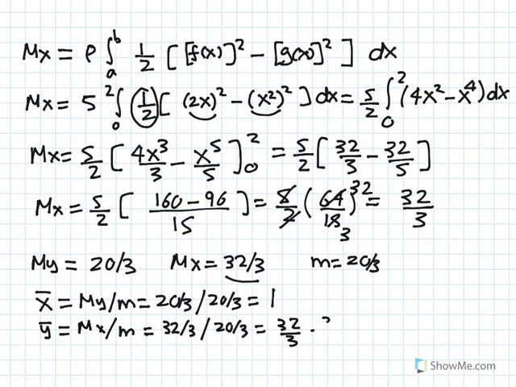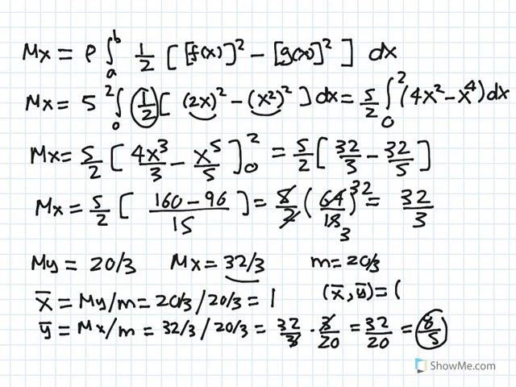We flip the denominator, times 3 over 20. The 3's cancel out, and we get 32 over 20. Divide the numerator and denominator by 4. 32 divided by 4, that's 8. 20 divided by 4, that's 5. 8 over 5. So the centroid, x bar y bar, there's not much room here, so let me write it here. X bar y bar is equal to, the x-coordinate of the center of mass is 1, the y-coordinate is 8 over 5. Does that make sense?